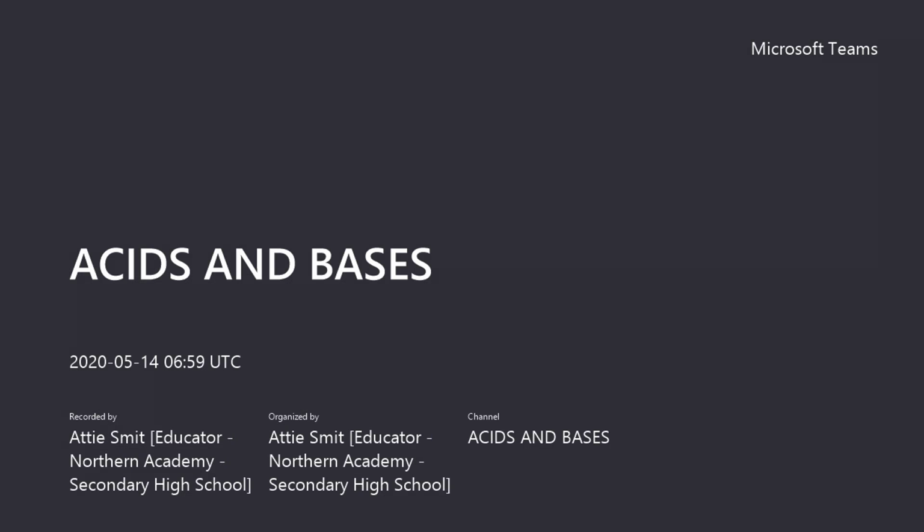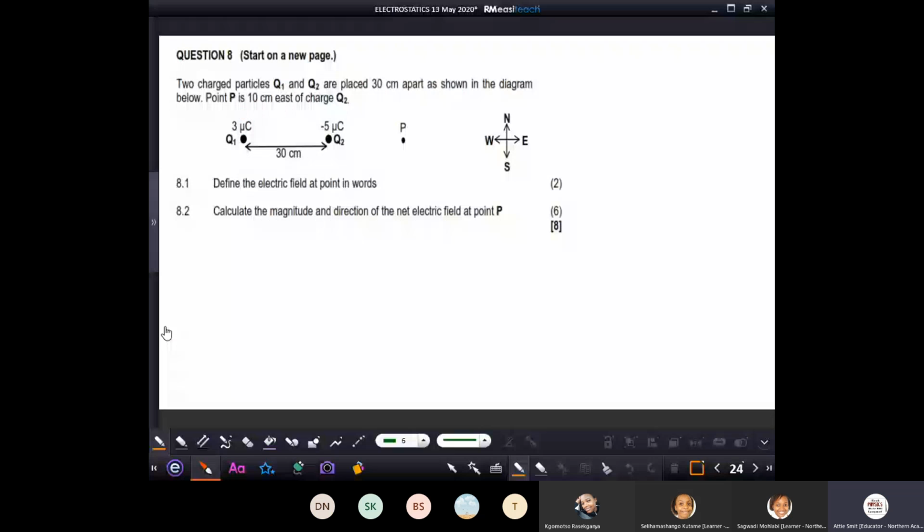We have two charged points now. Two charged particles, Q1 and Q2, are placed 30 centimeters apart. Immediately we know we must convert the centimeters to meters. That's the very first thing you are going to do. As shown in the diagram, the point P is 10 centimeters to the east. So in other words, the distance between Q2 and P is 10 centimeters.